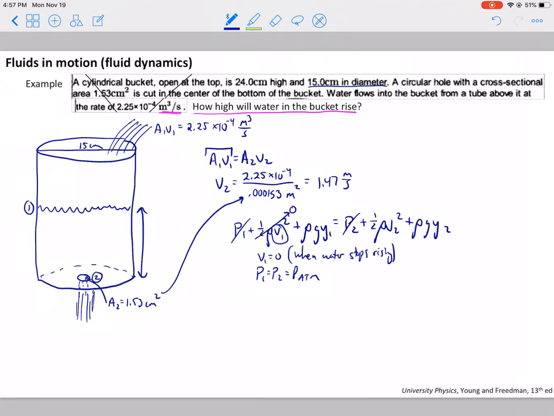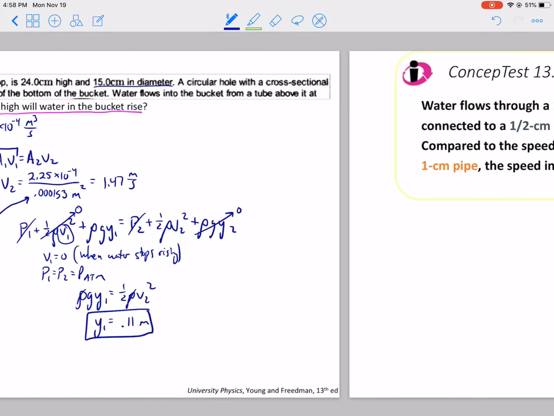So that's how we can get started. Let's see, what else do we have here? We could also say that at the bottom, we let y equal 0. So let's put that in over here. That last term cancels out. And then I just have rho g y1, and y1 is what we're looking for, equal to 1/2 rho v2 squared. The densities cancel out, and life is pretty happy. You can solve that for y1, and you should get 0.11 meters. So hopefully you can start to see the approach of mixing the continuity equation and Bernoulli's equation and how some of these problems can be approached.